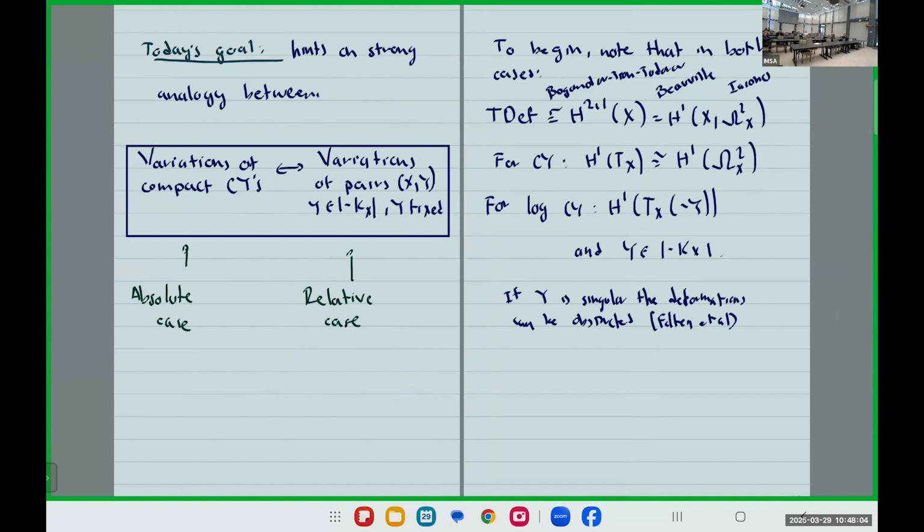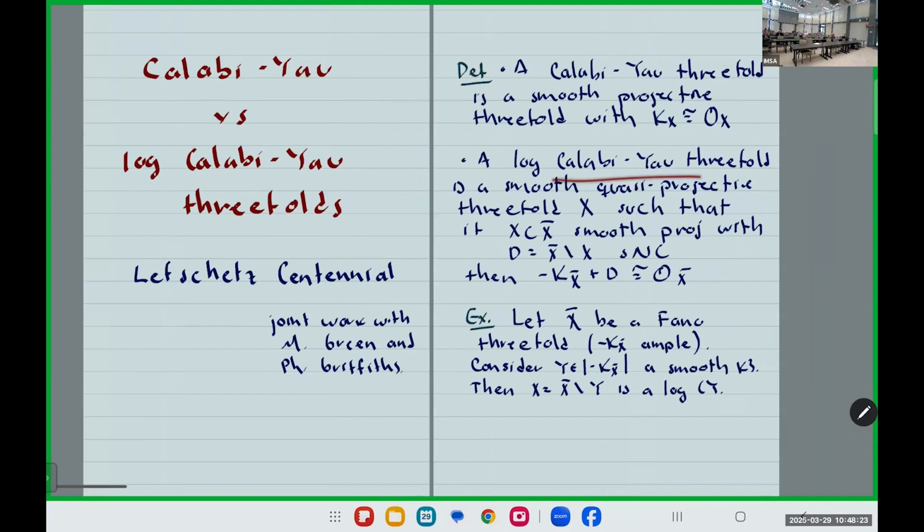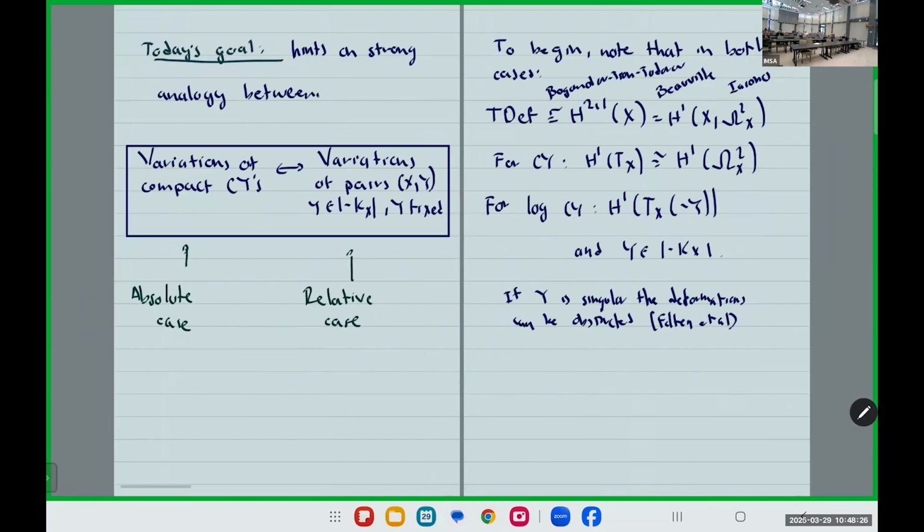So the idea is the following. We will actually consider variation of compact Calabi-Yaus, and we will call this the absolute case. And I will also consider the variation of pairs as in the second case here, but I want to have Y fixed. So in most of the properties that I will explain today, we are fixing the boundary. We will be deforming the threefold, and the boundary Y is going to be fixed. We will call this the relative case.